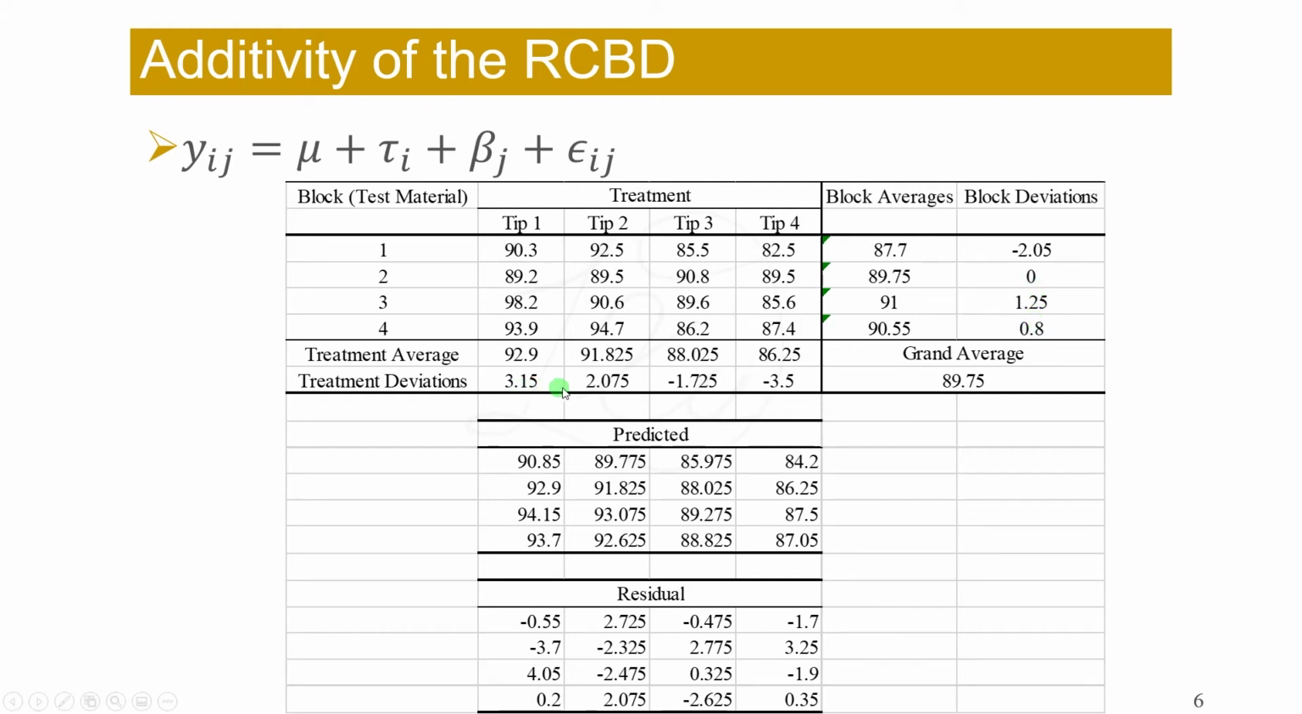The treatment deviations here are calculated by subtracting the grand average from each of the treatment averages.